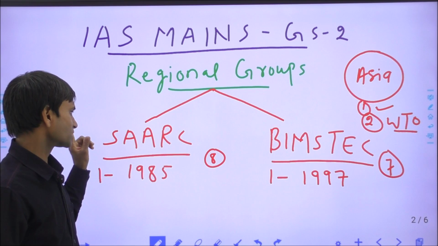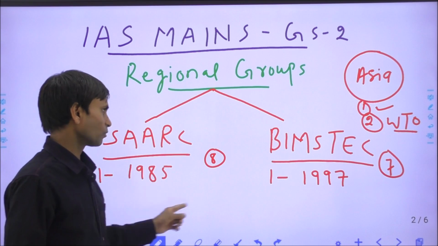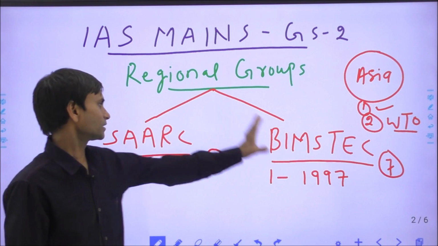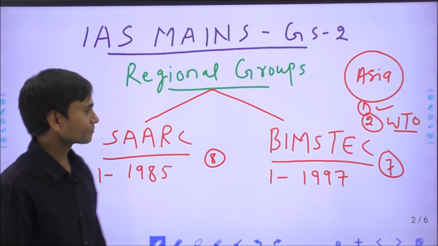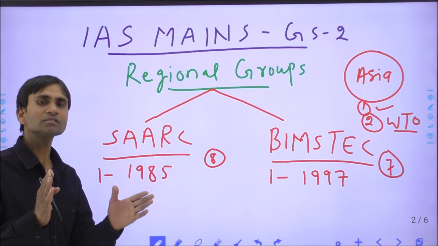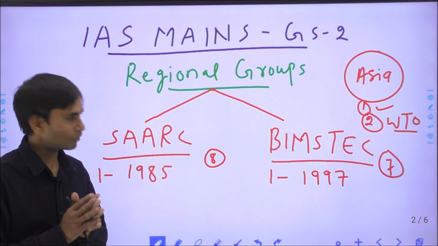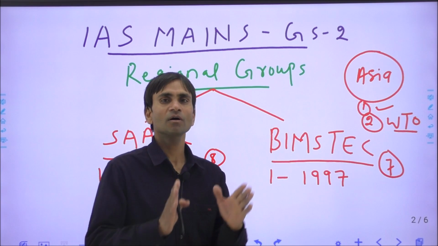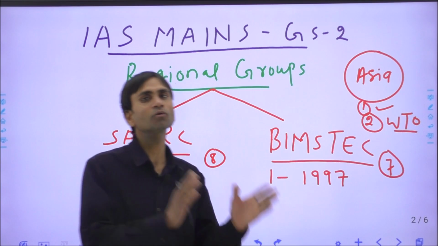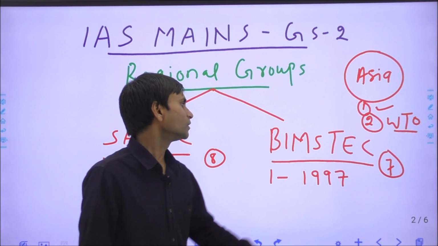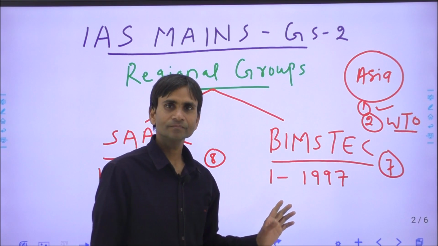SAARC was established first before BIMSTEC. So there are 8 countries here, and there are 7 countries here. In SAARC, all the countries belong to South Asia, while in BIMSTEC there are countries from South Asia and Southeast Asia.